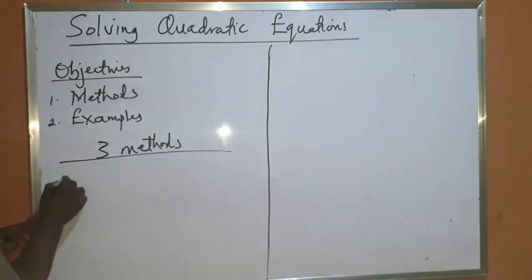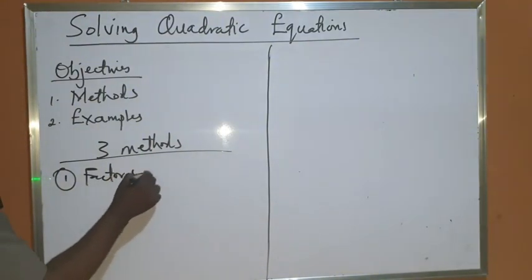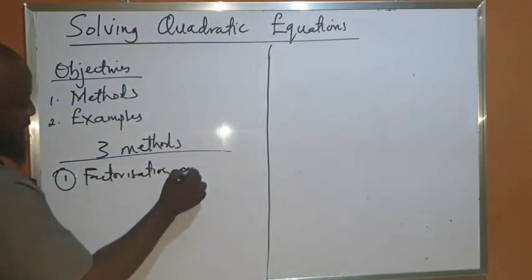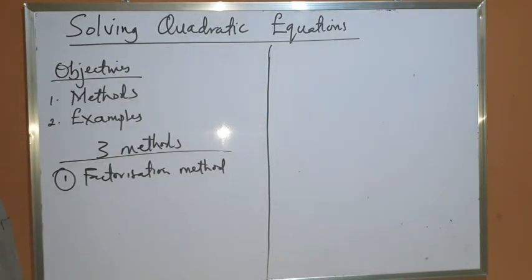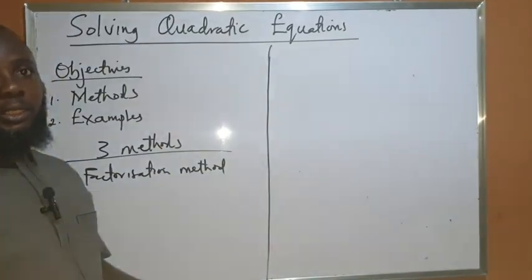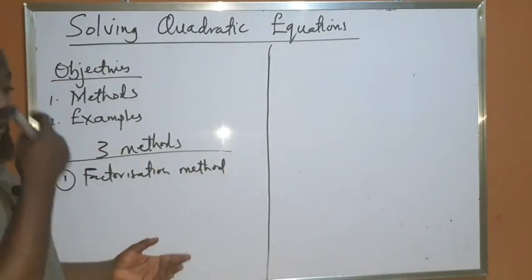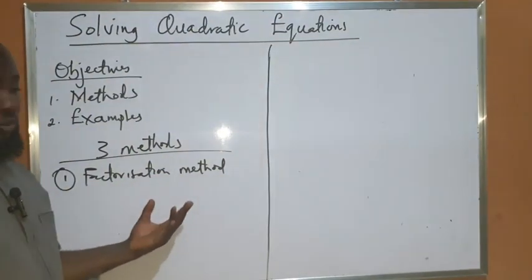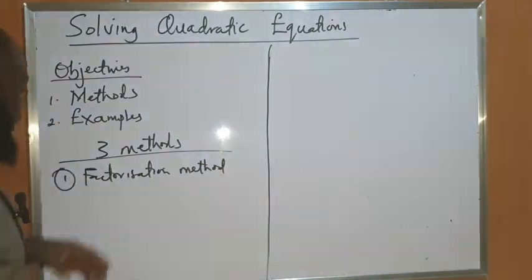The first one is what we call the factorization method. You have learned how to factorize algebraic expressions in the previous classes. So we're going to apply that factorization of algebraic expressions to solve quadratic equations. Is that clear? So that is the first one.